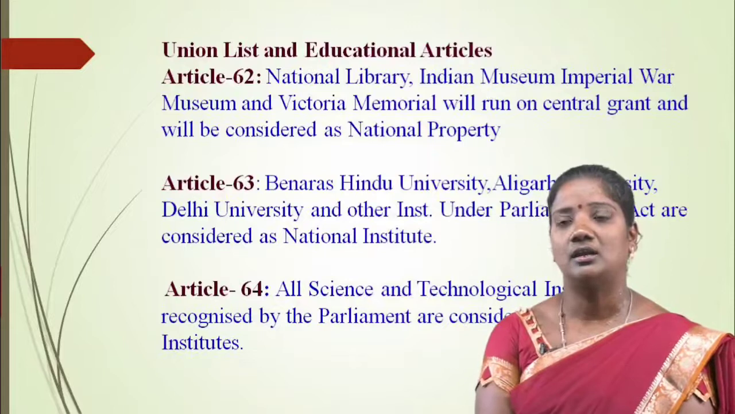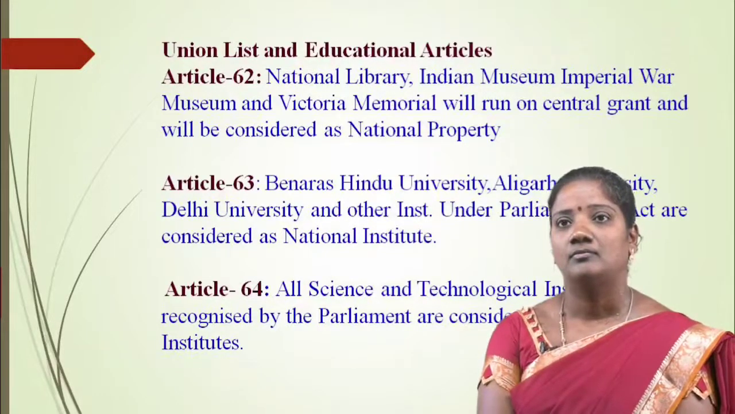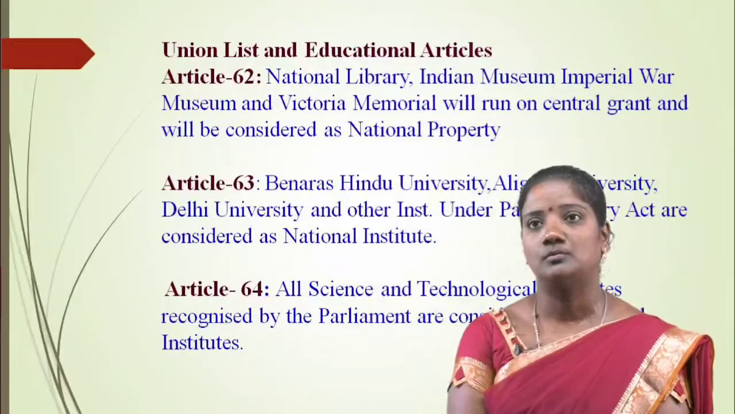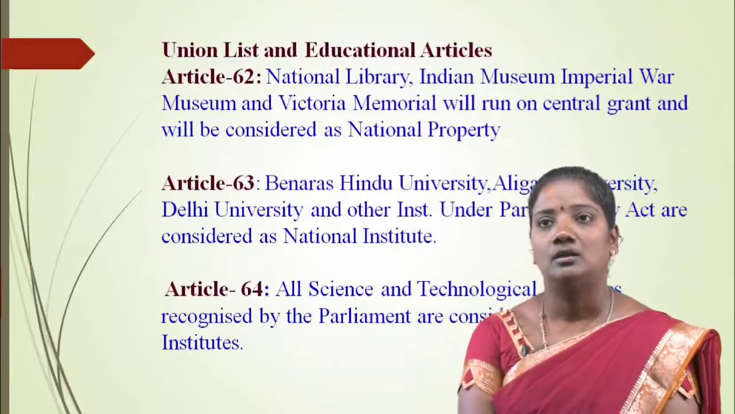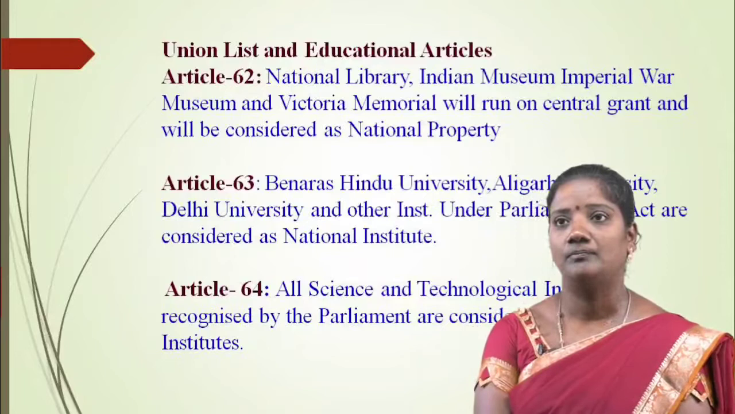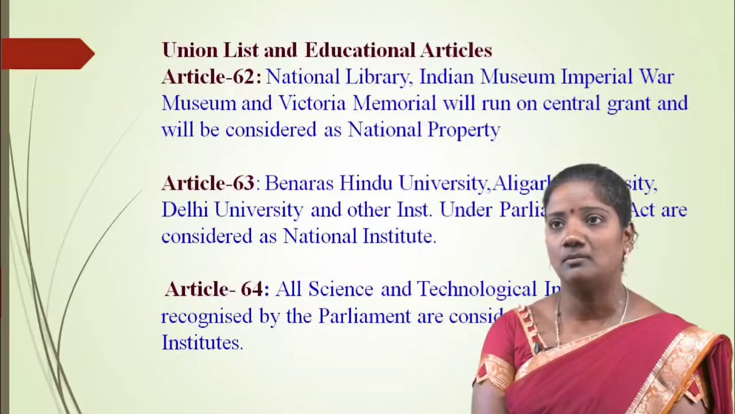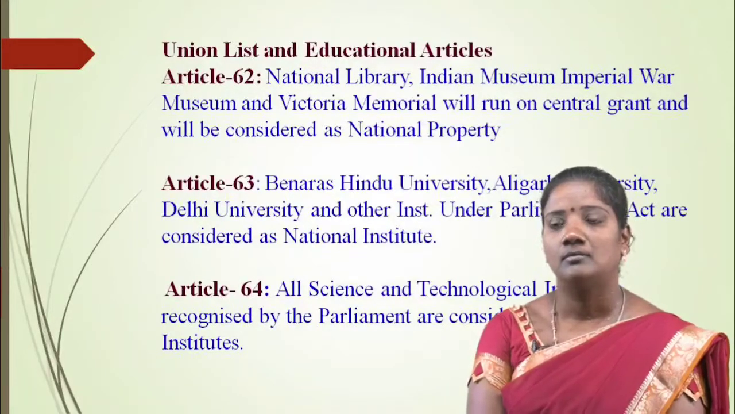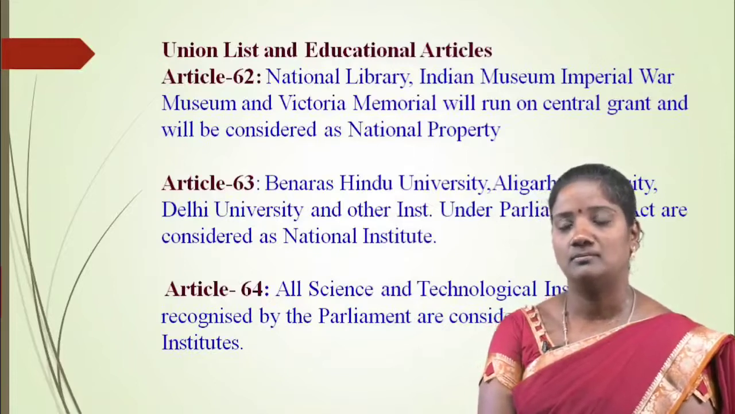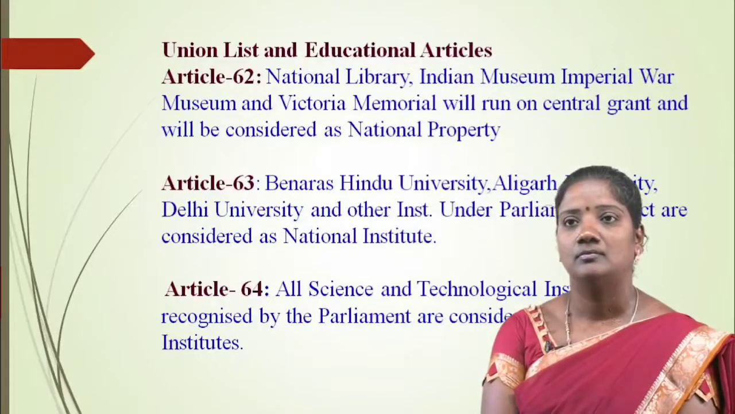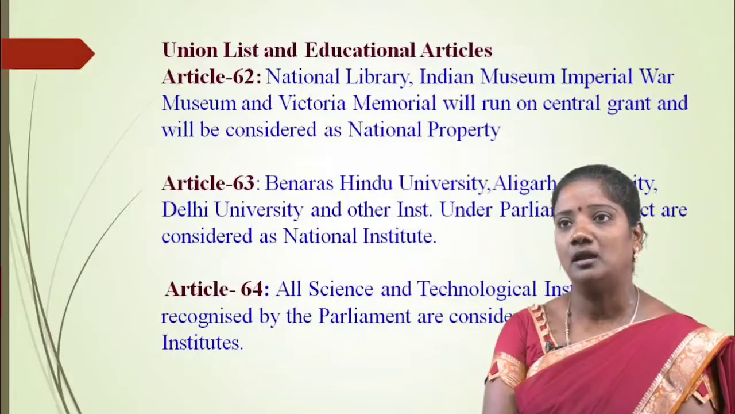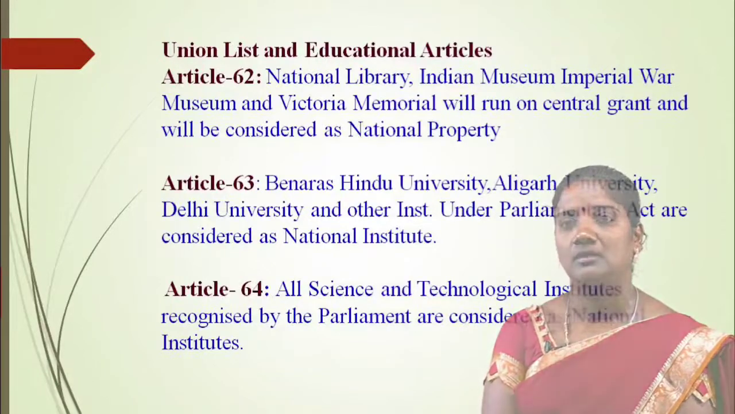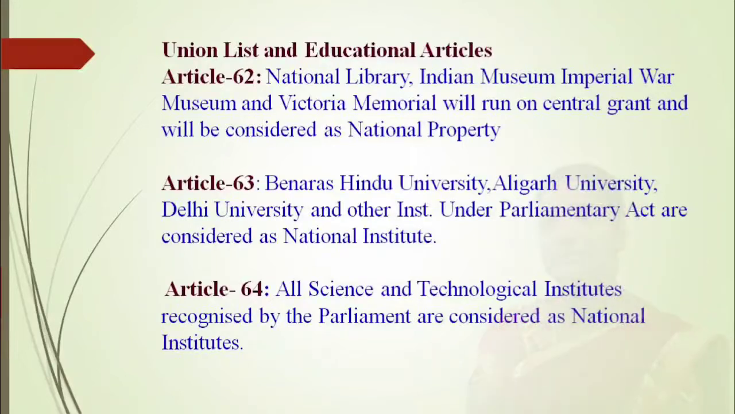Union list and educational articles. Article 62: National Library, Indian Museum, Imperial War Museum and Victoria Memorial will run on central grant and will be considered as national property.